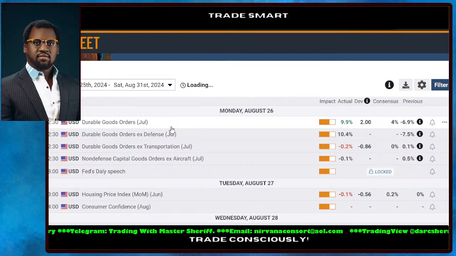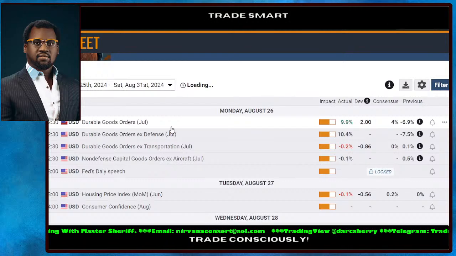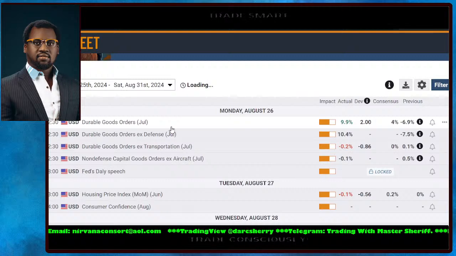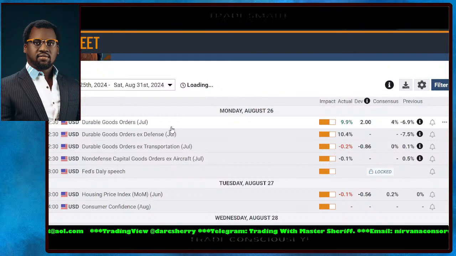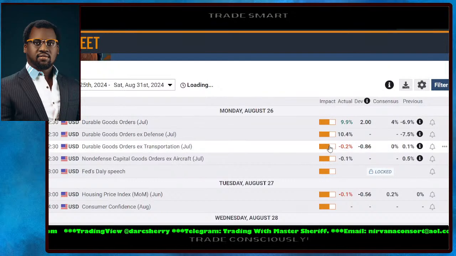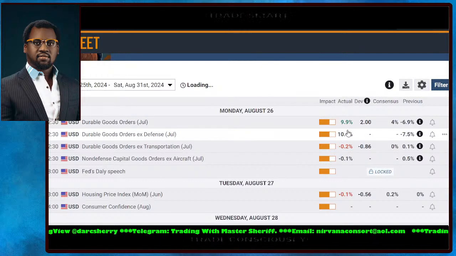When we looked at the data from the previous month, it came in at a deficit of 6.9%, and economists and market participants were projecting a 4% expansion for this month, which was quite a positive signal in anticipation of that event. However, when the event came in, we had a whopping 9.9% expansion month-on-month.